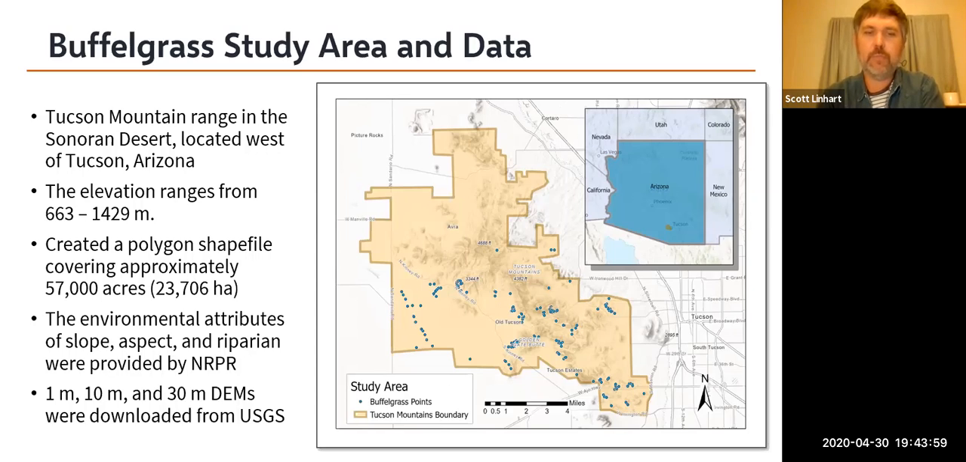Now, the field data was provided by the NRPR and collected from the years 2001 to 2019. The three environmental attributes we looked at in the study were slope, aspect, and riparian. The slope category data included flat, gentle, moderate, and steep. The aspect categorical data included south, southeast, southwest, north, northwest, west, and east. And the riparian category data included temporary water.